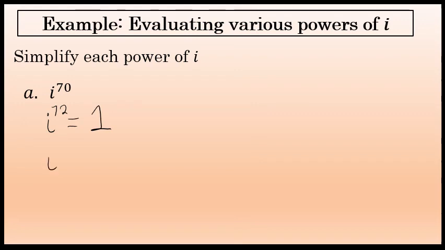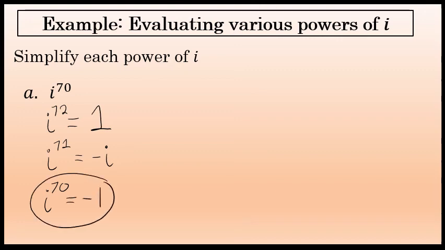And remember, i to a power that is 1 less than a multiple of 4 is negative i, and i to a power that is 2 less than a multiple of 4, like the i to the 70th we're dealing with in this example, is equal to negative 1. i to the 70th simplifies to the real number, negative 1.